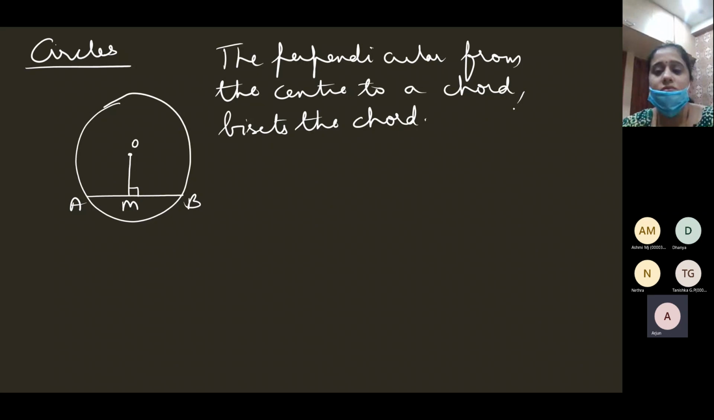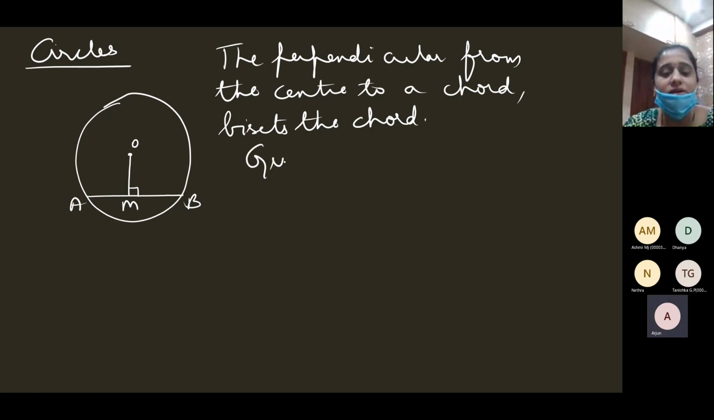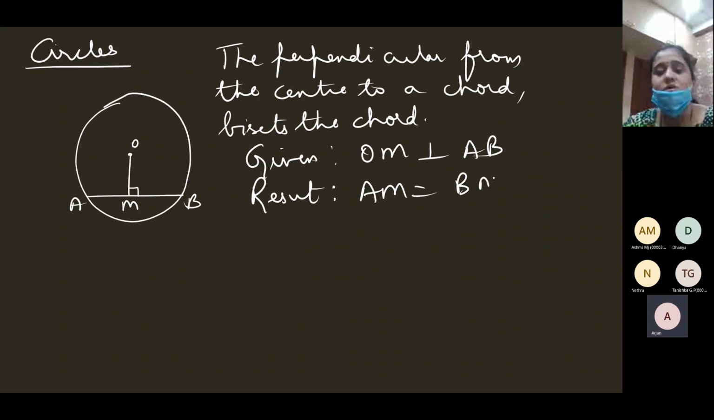Bisects the chord. OM is a perpendicular from the center to the chord, so it bisects the chord. What are we given? If you know that OM is perpendicular to AB, then the result is AM is equal to BM, or M is the midpoint of AB.